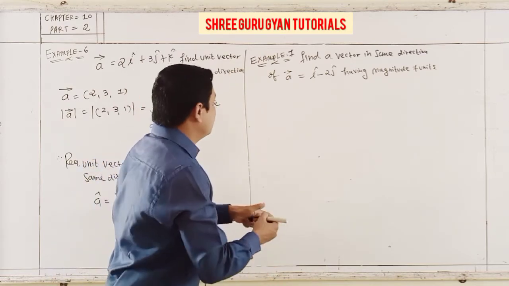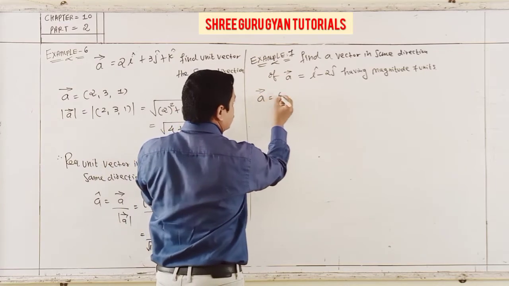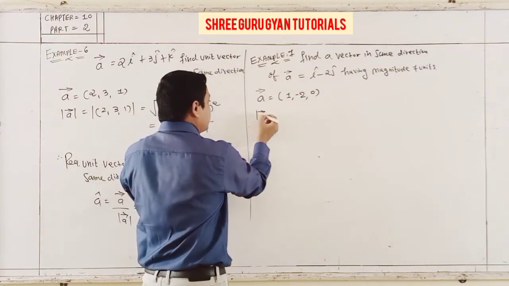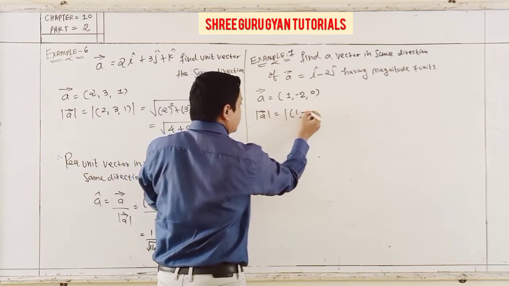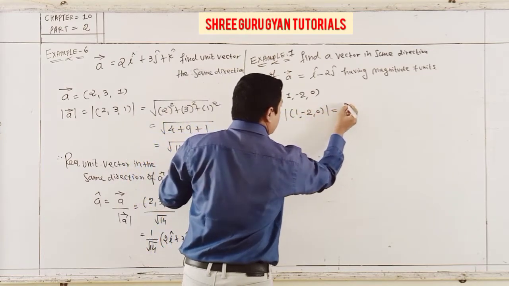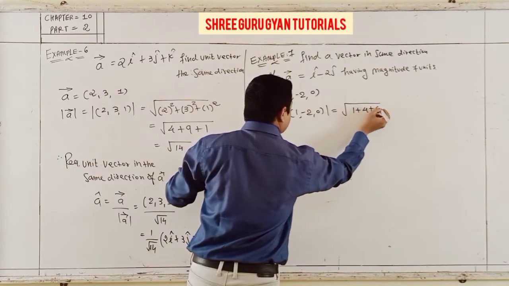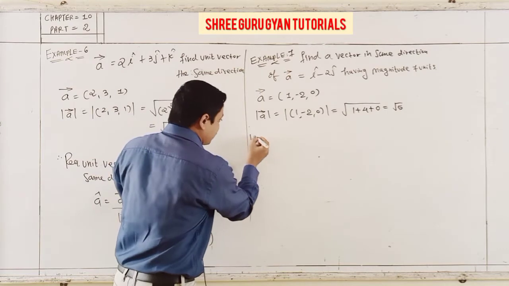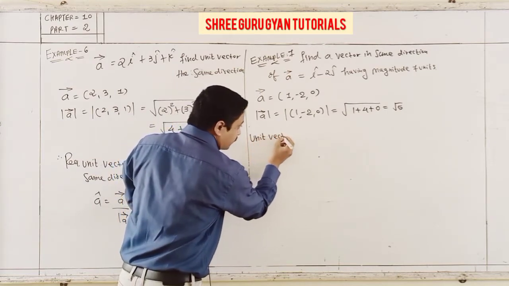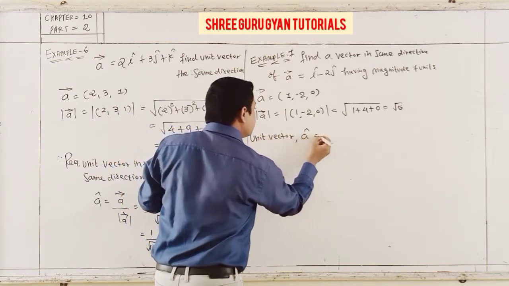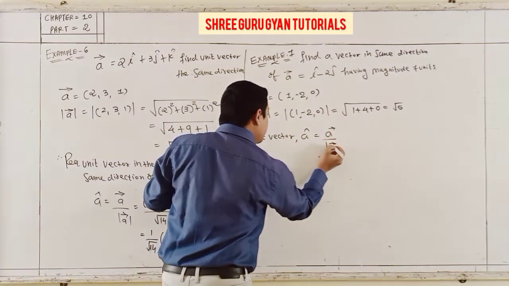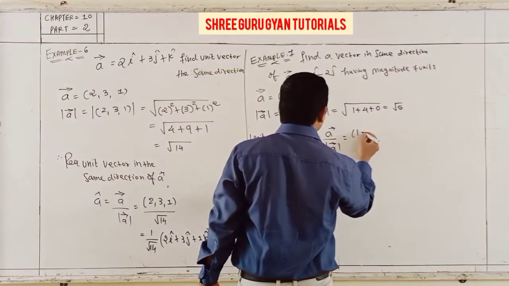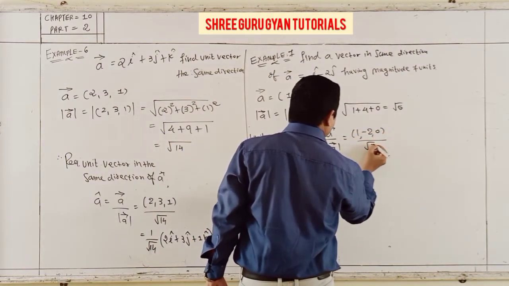So students, first of all you take the a vector 1, minus 2, 0, its magnitude is under root 1, 4, 0, it's root 5. Now I find the unit vector. Yes, unit vector a cap is a by magnitude a, and what's a? 1, minus 2, 0 by root 5.